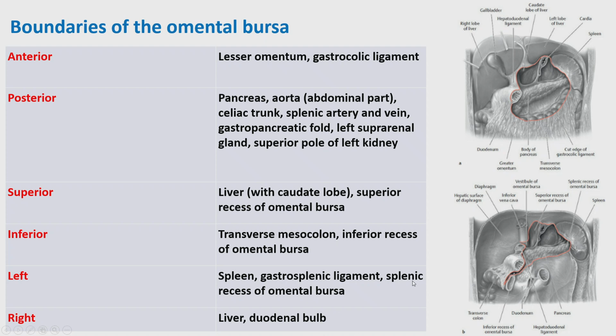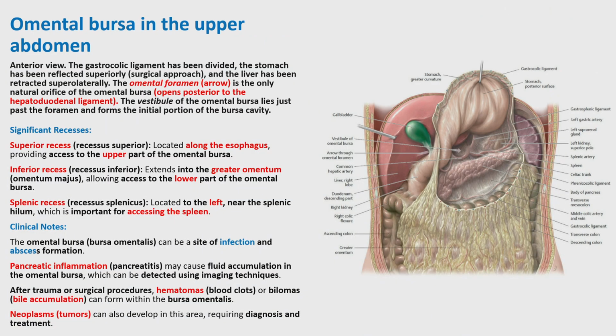In the right side, there is a foramen, which is the epiploic foramen or Winslow foramen, or the omental foramen, which is the natural place that is communicating to the omental bursa in this region. It is very important. And here there are some recesses, as a superior recess, inferior recess, and splenic recess in the left side. Those are the significant recesses.